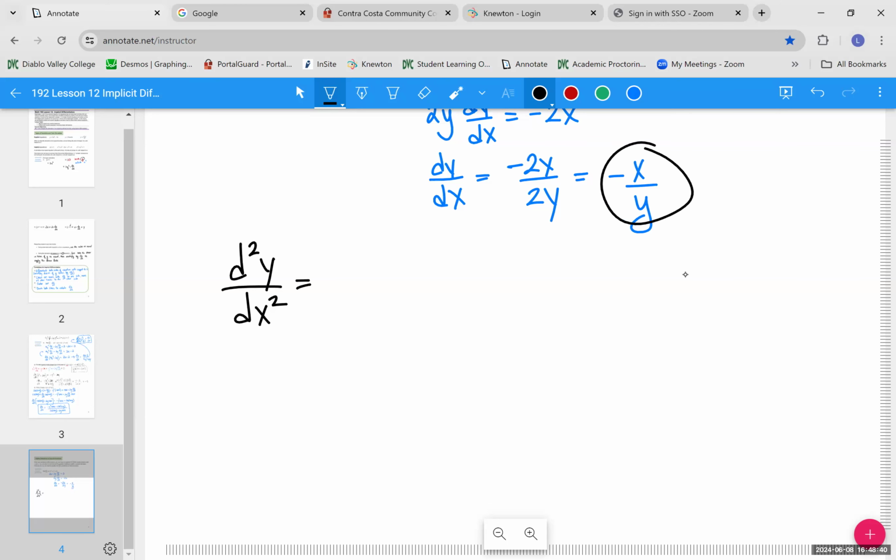And then now I'm going to take the derivative of negative x over y, which means I'm going to need a quotient rule. So low d high minus high d low, all over low low. Okay, now where that dy dx is, I'm going to actually substitute in. I know what dy dx is equal to. It's negative x over y. So I'm going to sub in.